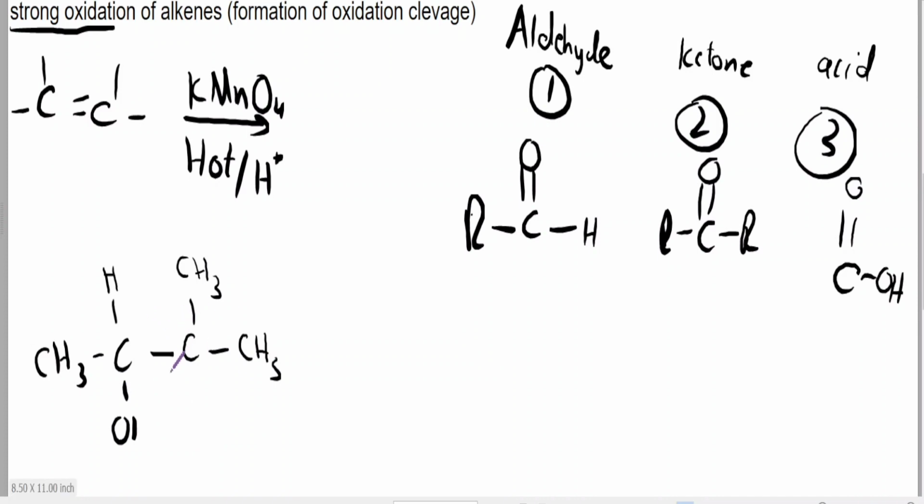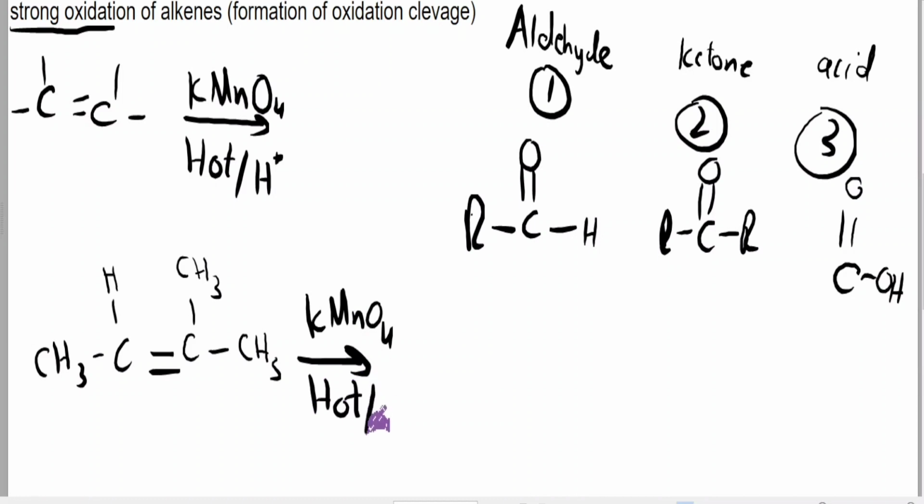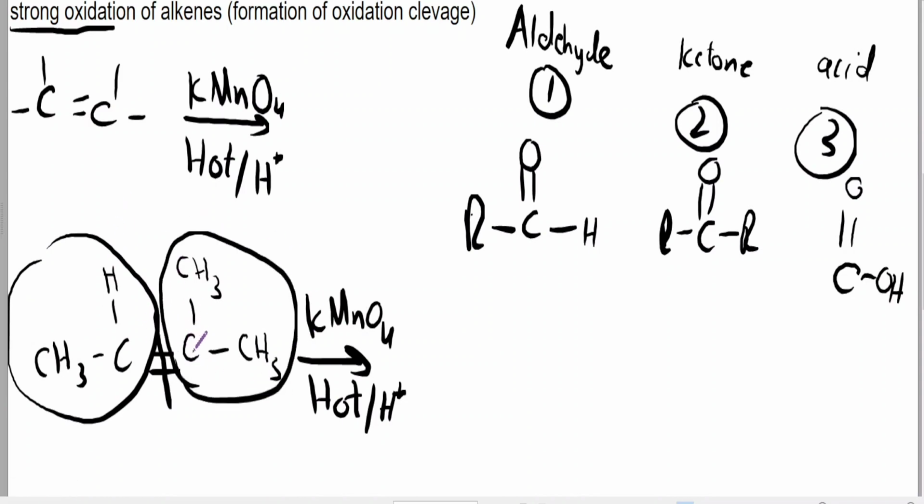But in strong oxidation, I would produce two of these things. One aldehyde, one ketone, one aldehyde, one acid, one ketone, one acid. It can be any combination, depends on the compound. So I have this double bond right here. It undergoes strong oxidation with KMnO4, hot and acidified. And when it does this, the double bond breaks. This compound would split, as well as this compound would split. So I would get two different compounds.